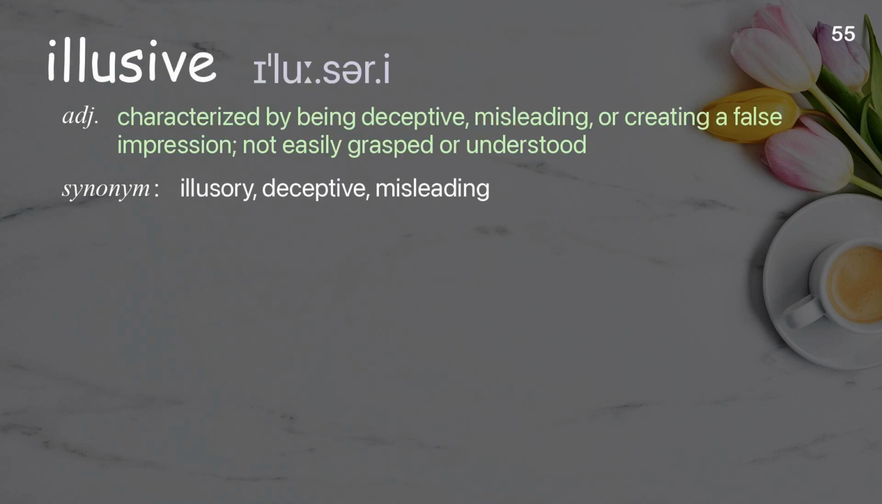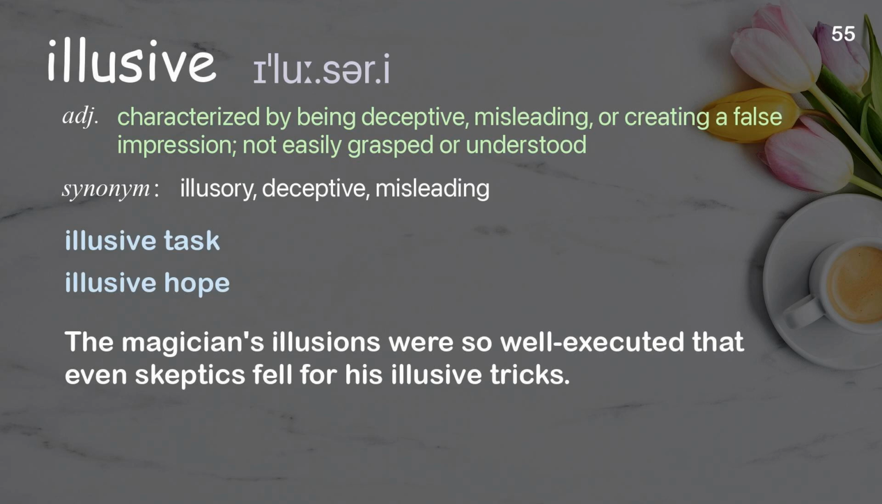Elusive: characterized by being deceptive, misleading, or creating a false impression, not easily grasped or understood. Examples: elusive task, elusive hope. The magician's illusions were so well executed that even skeptics fell for his elusive tricks.